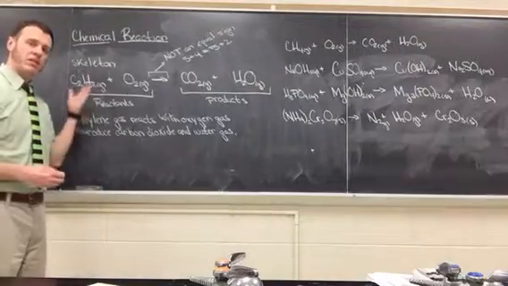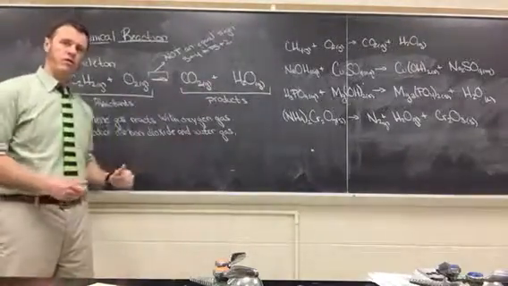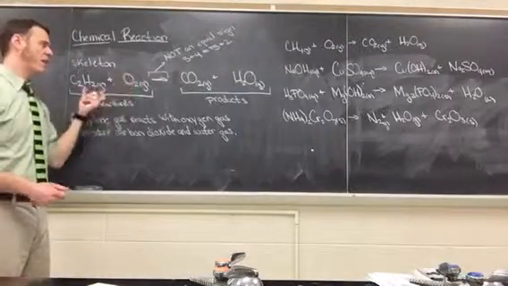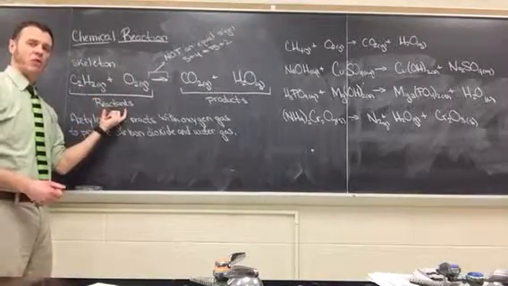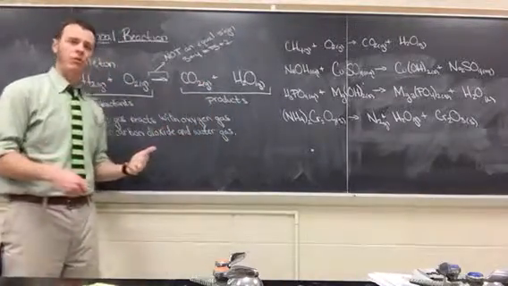When we write up a skeleton equation, which you guys are going to be the most familiar with, this is where you just write the formulas of everything involved. Anything on the left-hand side of the arrow is called the reactants. Anything on the right-hand side is called the products. That's just vocabulary we use.